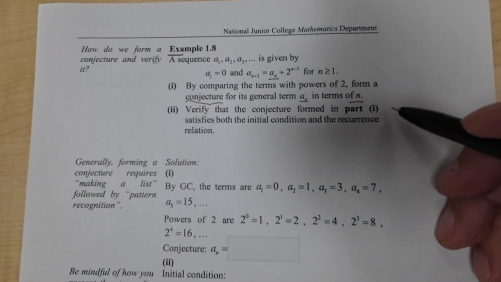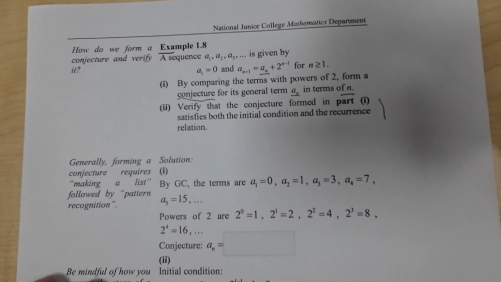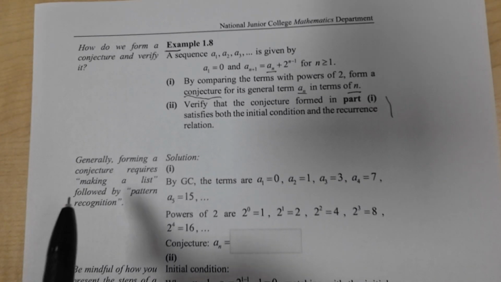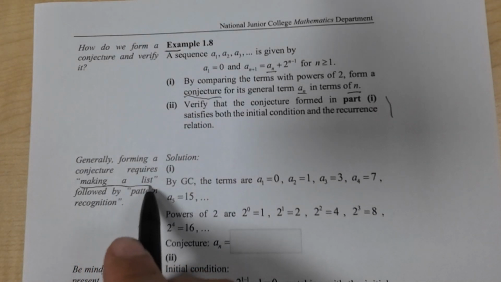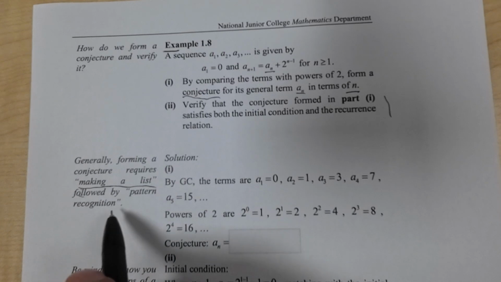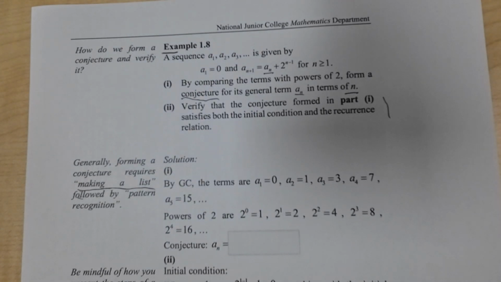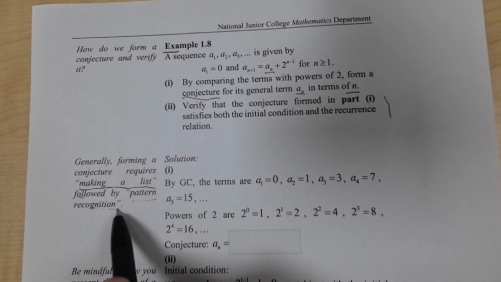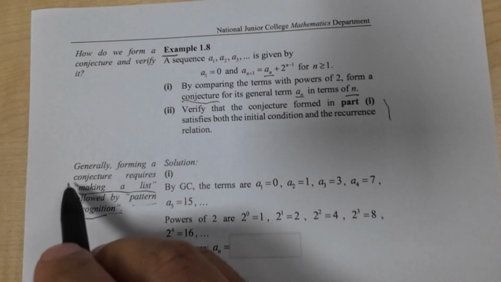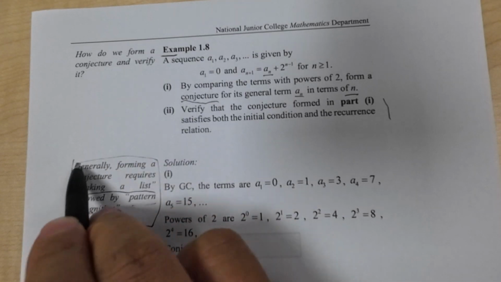The second part is a verification, which we will talk about in detail later. Let's focus on part one first. For a conjecture-forming type of question, it is important that we apply a problem solving heuristic. So we need to make a systematic list first by writing down the first few terms. Then hopefully we can recognize some pattern. This is an essential skill for conjecture making.